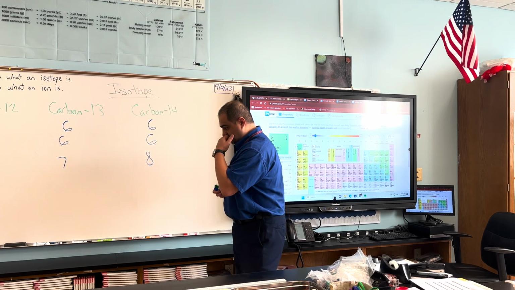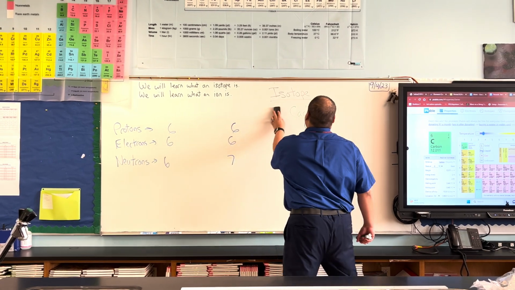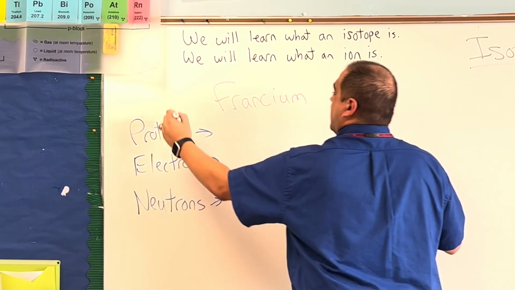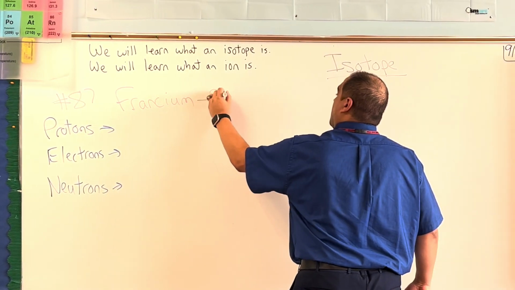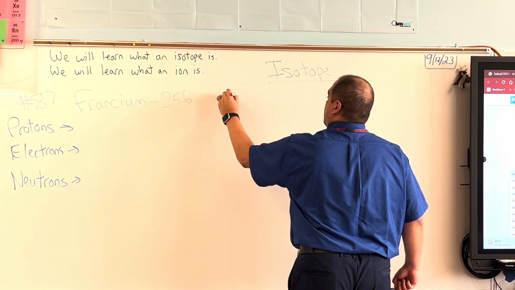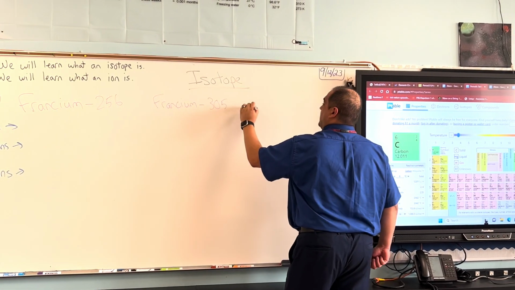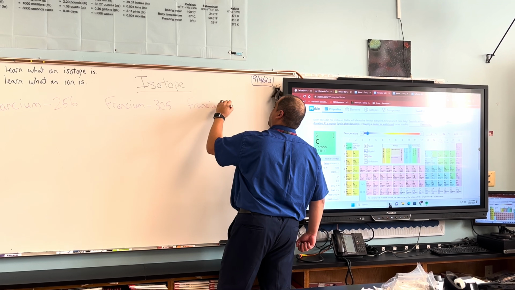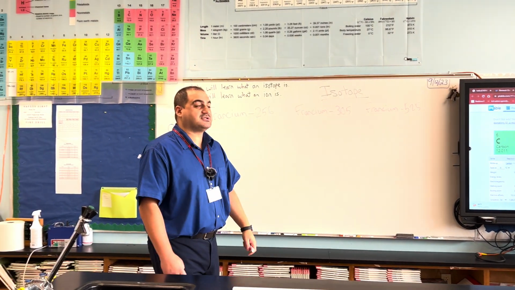Let's do a different one. Let me challenge you guys a little bit. I'm going to make up some numbers here. Francium is element number 87. Let's do francium 256, francium 305, and francium 525. These are 3 isotopes that I just gave you. I want you to find the protons, electrons, and neutrons for them. I'll give you 2 minutes. Go ahead.